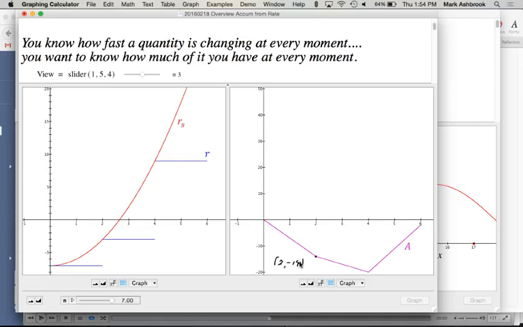How can the height of the plane be negative 14? Is it underground? No, what does that negative 14 mean? Change from its starting height. That's what we mean by the approximate accumulation, that accumulation function. It's tracking changes from starting height.